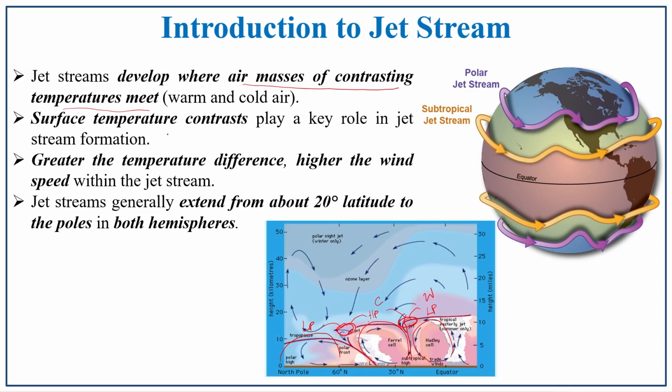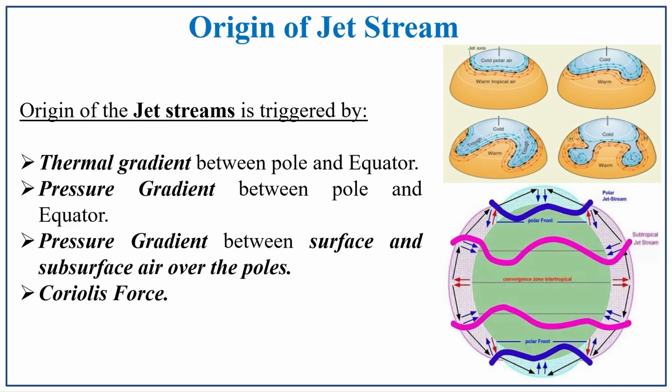The surface temperature contrast plays a key role in jet streams, because of the warm and cold conditions. So, surface temperature is most important in the generation of jet streams. The greater the temperature difference, the higher the wind speed in the jet streams. And the jet streams generally extend from about 20 degrees latitude towards the poles in both hemispheres. So, in the northern hemisphere from 20 degrees towards the pole, and in the southern hemisphere also 20 degrees towards the polar region. Origin of jet stream.